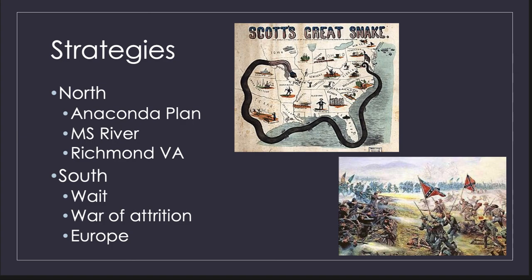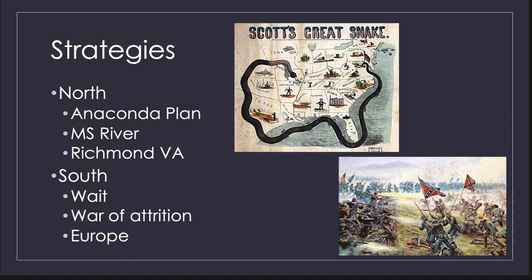The Mississippi River was what the North essentially wanted to take, because if they got the Mississippi River, they would cut the Confederacy in half, and once you divide, you can conquer. The North also wanted to gain Richmond, Virginia, which would be a center, a capital for the South. And once you get the capital, it's kind of like capture the flag, you win.